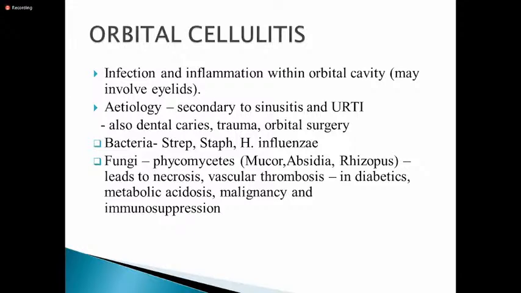In more than 90% of cases of orbital cellulitis, they come from the sinuses. Also, they can spread from dental caries, from trauma, from orbital surgery. The most common bacteria, again, are the ones that cause infection in the upper respiratory tract, like Streptococcus pneumoniae and Haemophilus influenzae, or skin infection like Staph aureus.